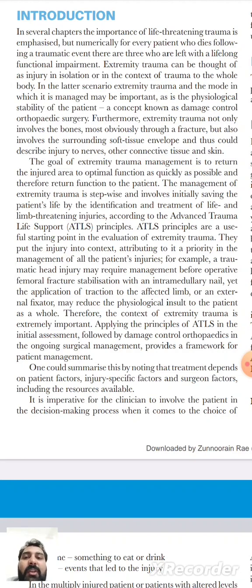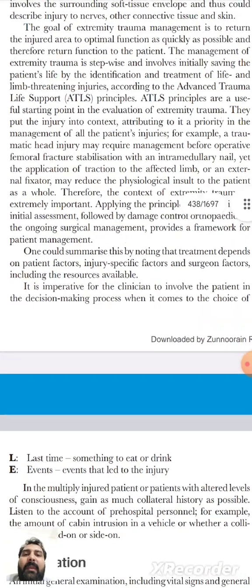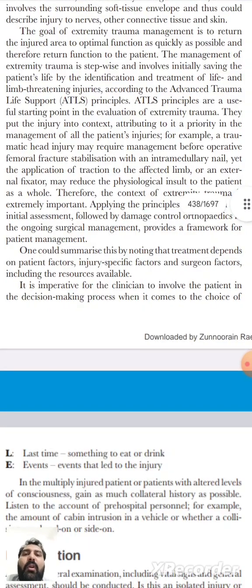Furthermore, extremity trauma not only involves the bones, most obviously through a fracture, but also involves the surrounding soft tissue envelope and thus could describe injuries to the nerve, other connective tissue and skin. The goal of extremity trauma management is to return the injured area to optimal function as quickly as possible and therefore return function to the patient. The aim of the management is to optimize the functional outcome. We need functional outcome and we want to optimize the functional outcome for the patient.